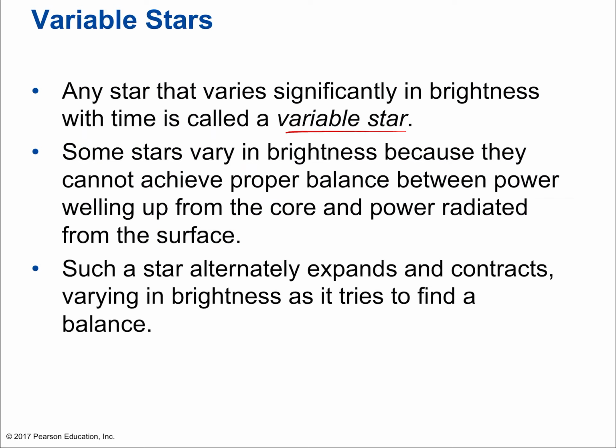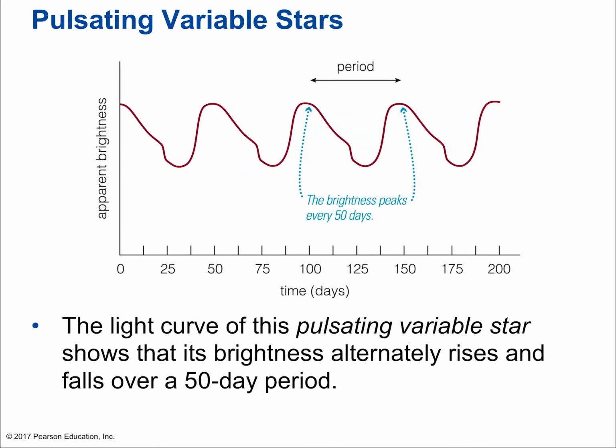They're always struggling, getting big and bright and then collapsing in, and it's interesting because a lot of them have these variable properties that happen on a few Earth days. So it's kind of interesting that the rate is so easy for us to perceive. Such a star alternately expands and contracts, varying in brightness as it tries to find a balance. So here's an example, about 50 Earth days between peaks.